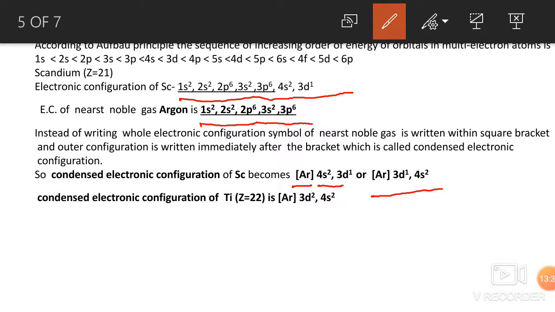Okay. Then the next element is titanium, which has atomic number 22. According to the condensed electronic configuration, its electronic configuration becomes argon 3d2 4s2.